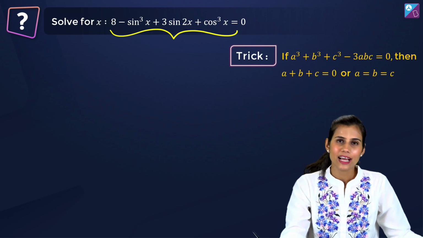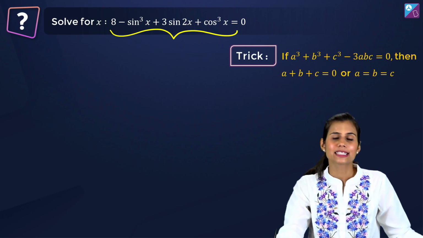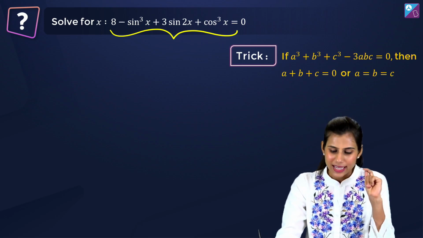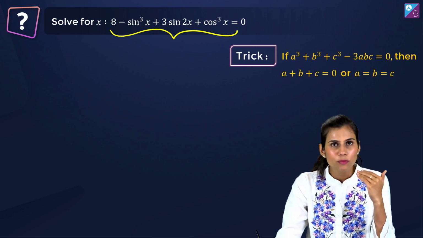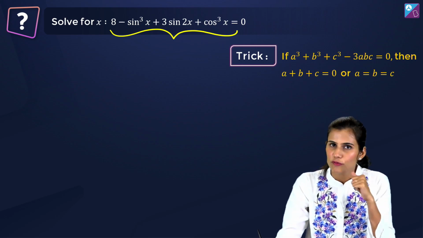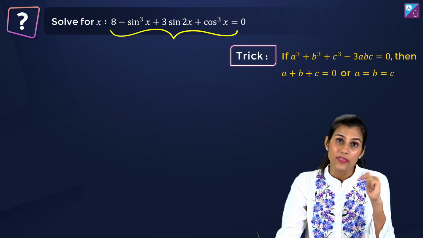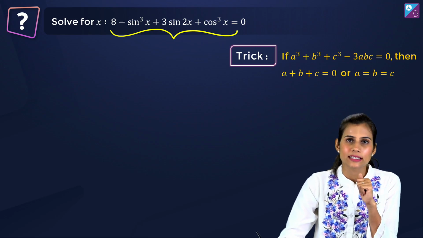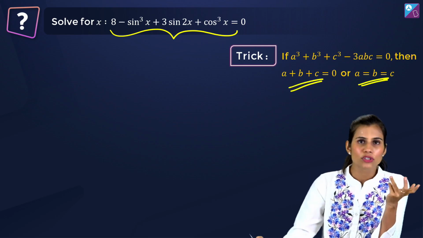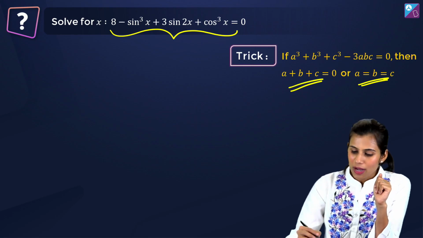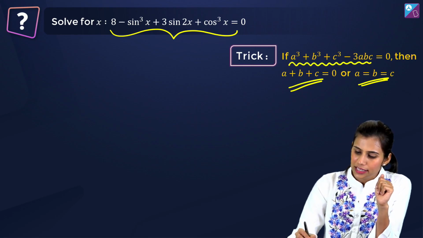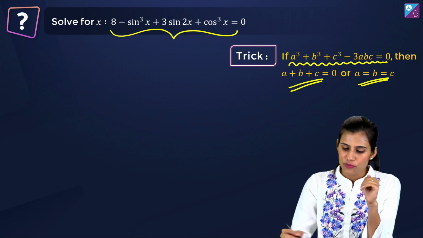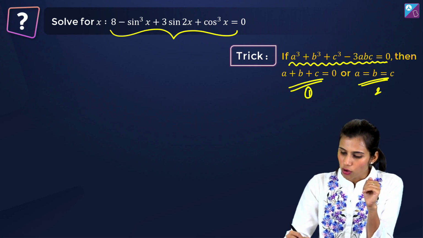It's such a beautiful hack, such a beautiful property, such a beautiful result which can help you solve the question in a jiffy. It says if a cube plus b cube plus c cube minus 3abc is 0 for some three quantities a, b, c, then either the sum of a, b and c will be 0 or a, b and c will be identical. Either of the two conclusions is going to hold true, nothing else. So the hypothesis is that a cube plus b cube plus c cube minus 3abc should be 0. Once this hypothesis is met, then as a conclusion, you will have either the first situation holding true or the second situation.